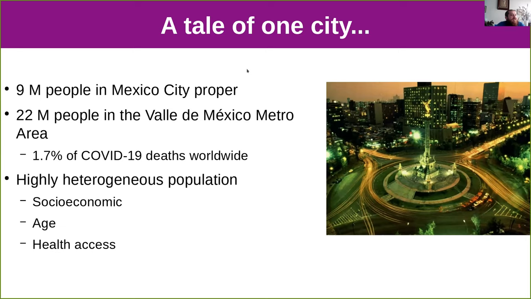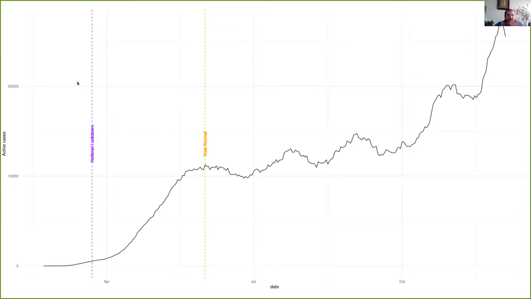So how has the pandemic hit us so far? Well, in Mexico as a whole, we entered a lockdown period at the end of March, and this lockdown period extended all the way to the beginning of June. During this time in Mexico City, the active cases rose steadily, and then we hit a plateau. But after we officially entered what we call the new normal period, we started seeing increases in the number of cases.